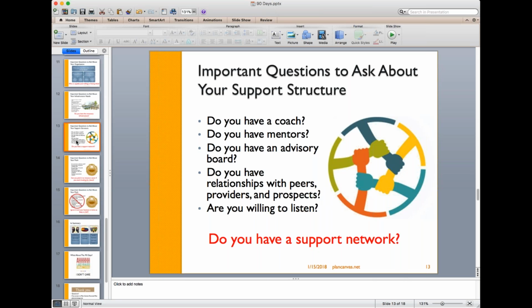Treat it like a board, as opposed to individual mentors. So some word of advice there. Think about the relationships that you have with others, with peers, providers, prospects, all of those sorts of things. So answer those questions. If you don't have sufficient answers for any of these things, start doing something about it, because you definitely want to have a support network.